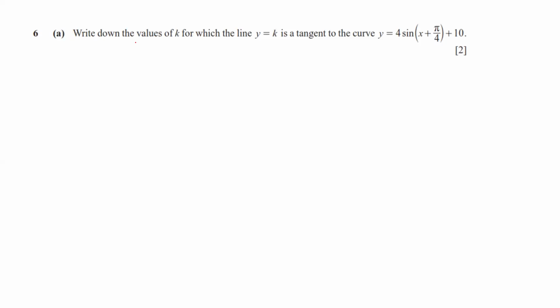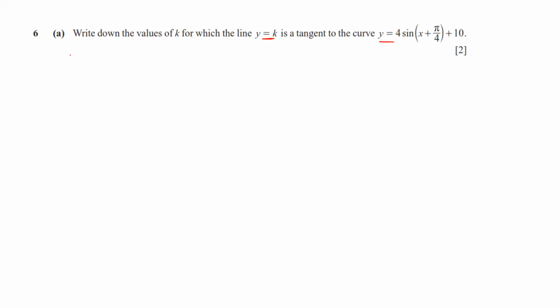So question number 6, it says, part A, write down the values of k for which the line y is equal to k is a tangent to the curve y is equal to 4 sine of (x plus 5 by 4), brackets close, and plus 10. Okay, so we have to find values of k. So this is k, and this line should be a tangent to this curve.